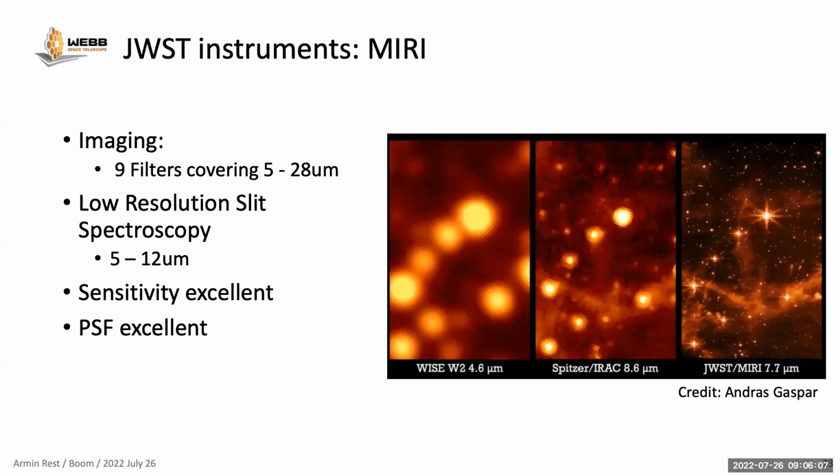MIRI is the imager for the mid-infrared. It goes from 5 to 28 microns. It also has low-resolution slit spectroscopy from 5 to 12 microns. Sensitivity is excellent. PSF is excellent. And here you can see the real improvement because we never had anything comparable in the mid-infrared. HST doesn't go to this wavelength range. And so if you compare Spitzer to JWST, it's just a difference of day and night.